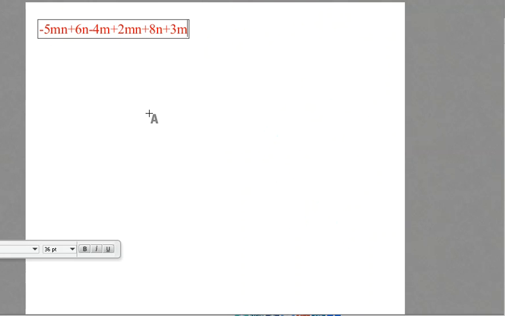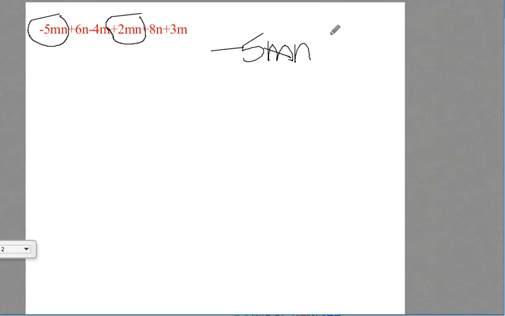Okay, for question number 2, we have 1, 2, 3, 4, 5, 6 terms. Let's go ahead and simplify this expression by combining our like terms. We have a negative 5mn and we have a positive 2mn. Because those two terms both have an mn, those are like terms, and we can combine them. So we're going to combine a negative 5mn and a positive 2mn. Notice that I am paying very careful attention to the sign that is in front of the term.